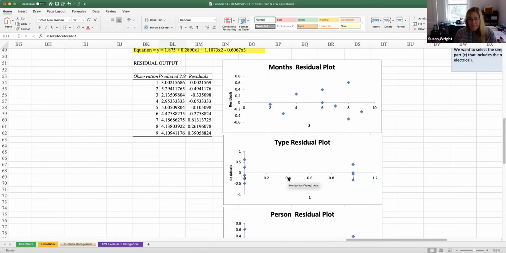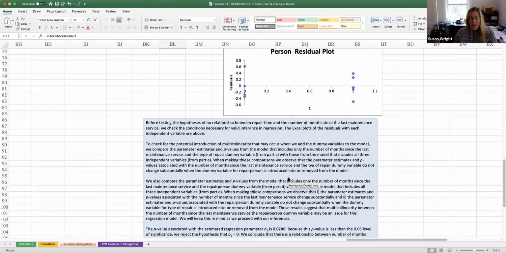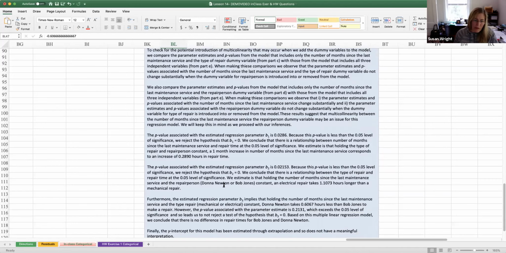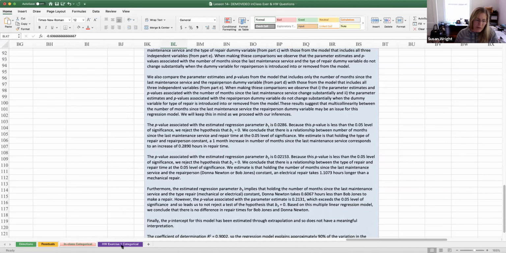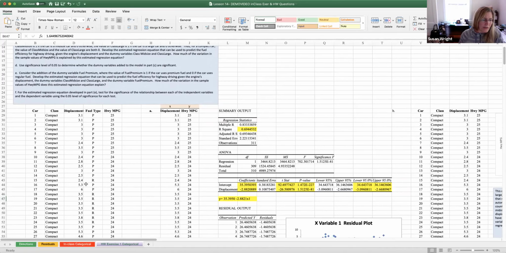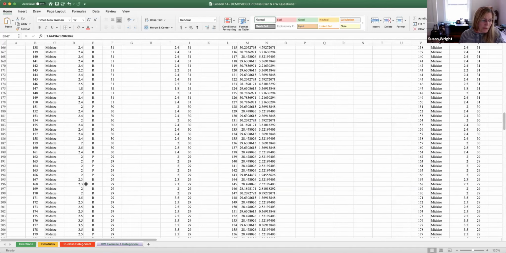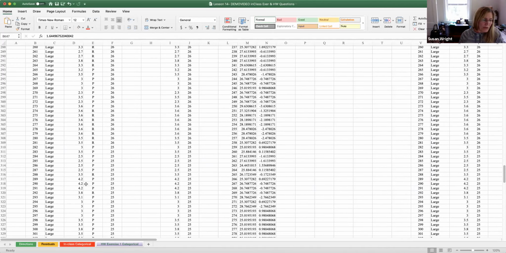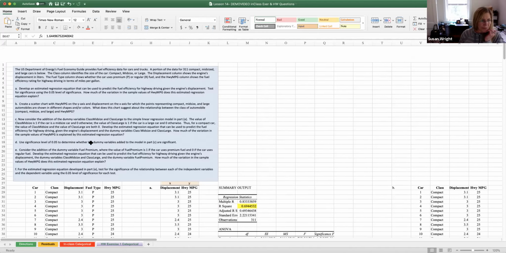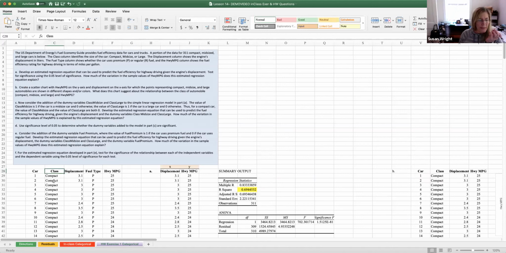Other than that, I think when I did your homework, I have all these write-ups, so I left them in the homework. Let's take a look at your homework file. This is a cool example, I like it. You've got a lot more data. You got 311 data points, which is awesome. And it's car information. So this is a type of car, a compact, mid-size, large car. This is the engine displacement, fuel type, premium or regular fuel, highway miles to the gallon, right?